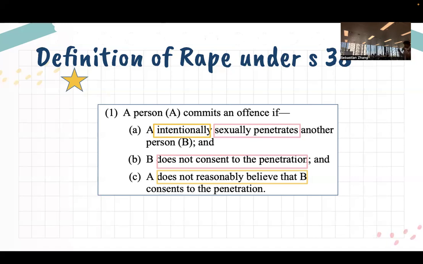So in my exam, how would I structure my answer? Very simple. First of all, I would state the issue: is there rape under section 38? And then after I've done that, am I writing too small? Can you guys see at the back? Yeah. All right. And then after that, I will talk about the actus reus. That will be element 1: there will be a sexual penetration.